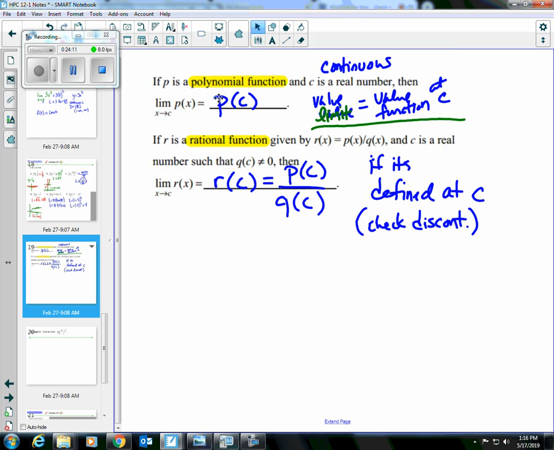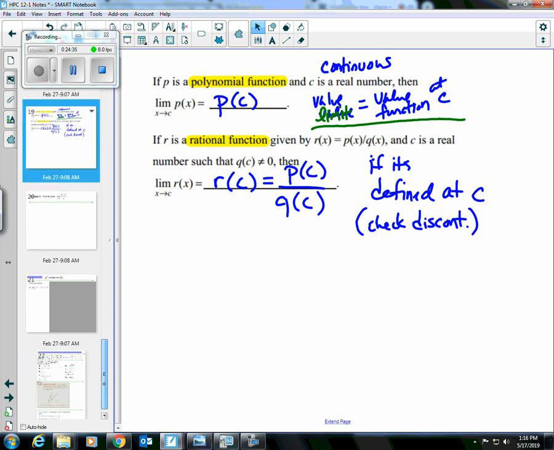So rational functions, polynomial functions, things that we know how they behave, it's defined at that value. If it's continuous, we know the value of the function is going to equal the limit. If it's discontinuous, we just have to check and see what's going on. If it's like that piecewise graph we did and there's a jump, the limit's not going to exist there. But if it's just a hole, a point discontinuity, then we're going to be okay. So we really do have to take it on a case-by-case basis.